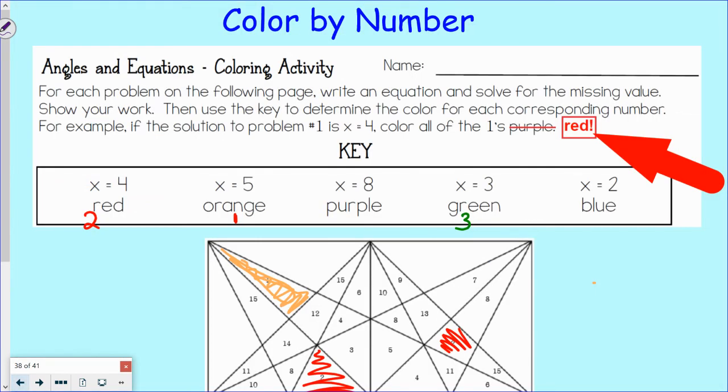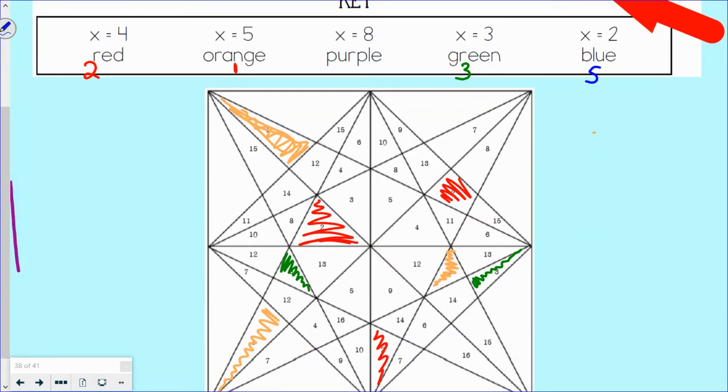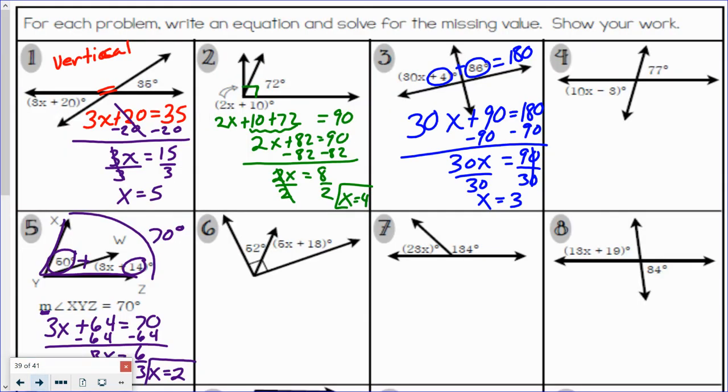All right, so number 5 is going to be blue. So everywhere we see a 5 now, we're going to color it blue. Oh, here's a 5 in the middle, and there's a 5 across from it. And that looks like it for that one. Okay, so that's 4 problems done for you.